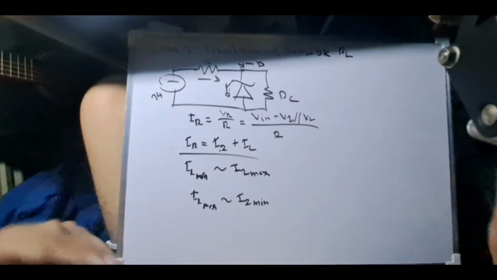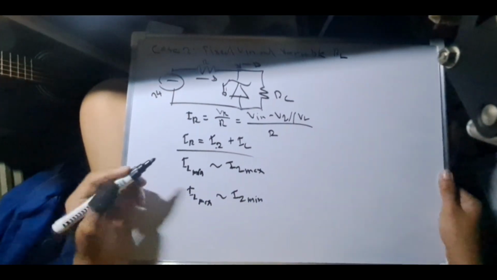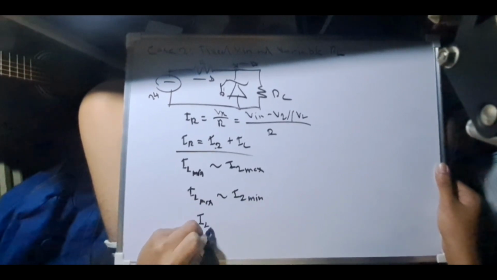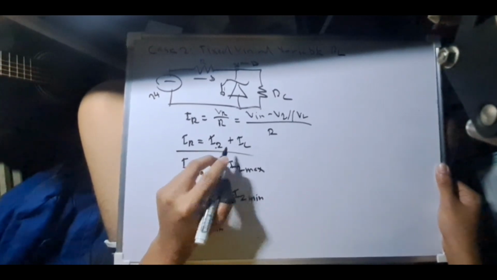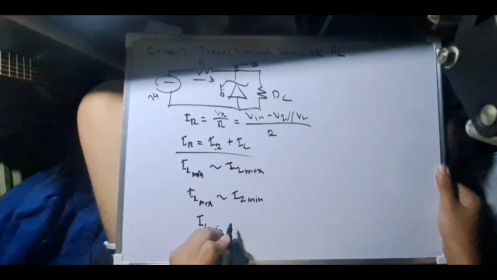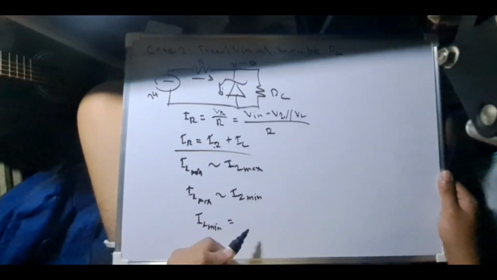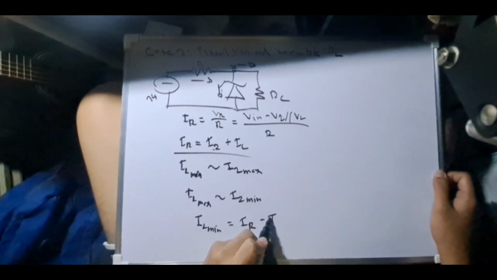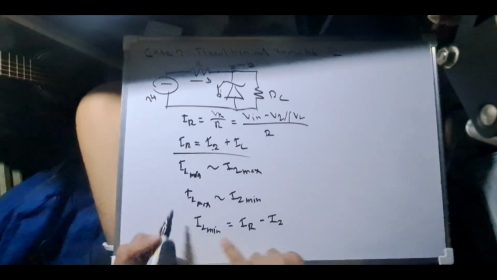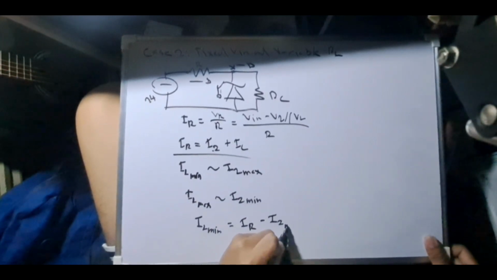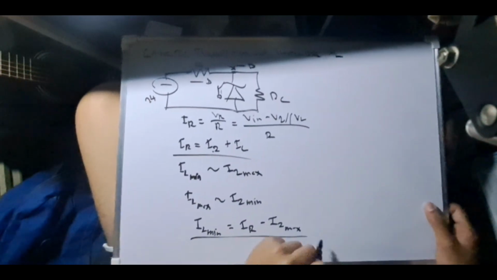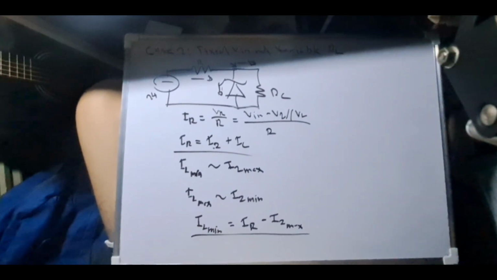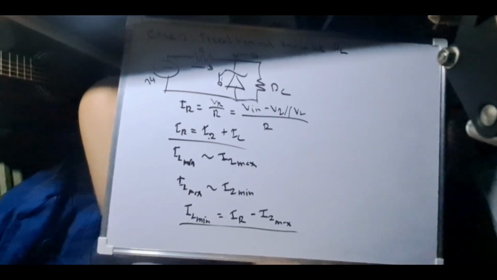So, deriving the formula from that, let's solve IL minimum here. IL minimum, we transposed IZ. IR is still constant. IR minus IZ, since this is minimum, we use the maximum. So that's one of the formulas in solving. So of course, that's IL minimum.